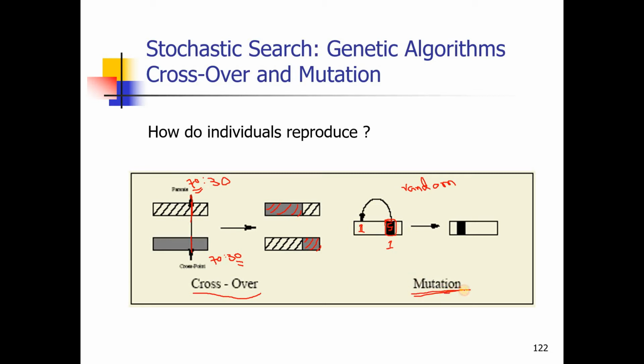Both of them occur in the genetic algorithm when they reproduce: half is crossover and half is mutation. Clear?